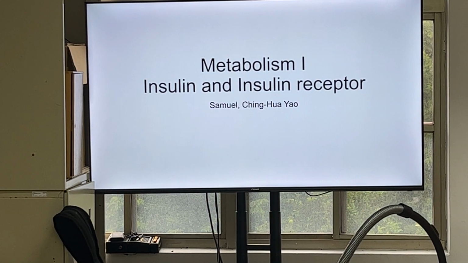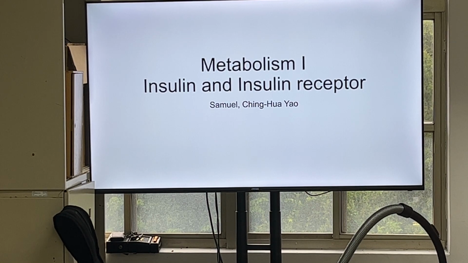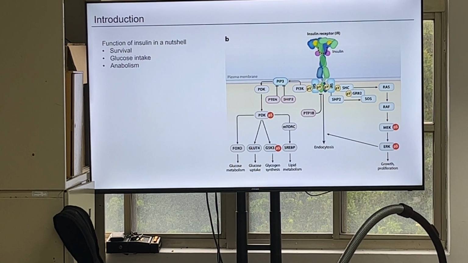You know what insulin is, right? But you may not have heard of the insulin receptor. Today we're going to discuss the relationship between these two, and also discuss the effect insulin has on the cell in terms of metabolism. Here is insulin signaling in a nutshell.